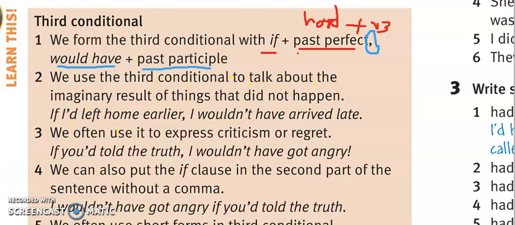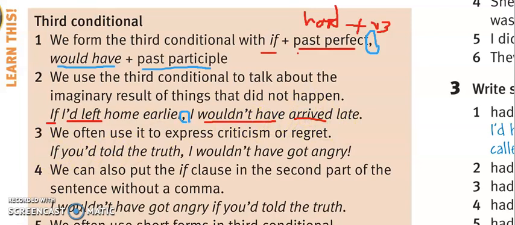For example, if I had left home earlier, comma, I wouldn't have arrived late. Notice here we use if, then had plus past participle. This is for the if clause. As for the result clause, it is wouldn't have, then past participle, which is verb 3.